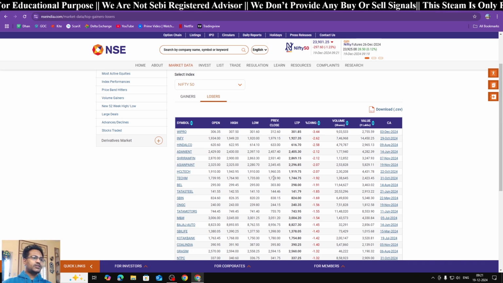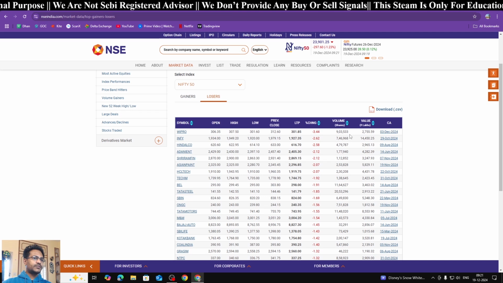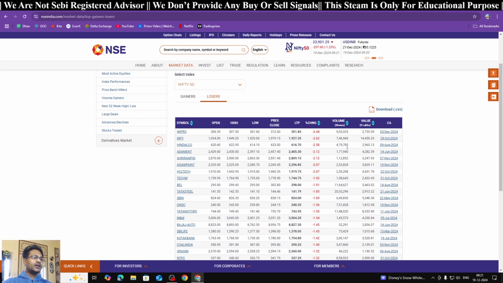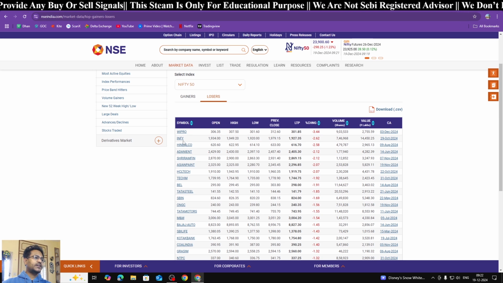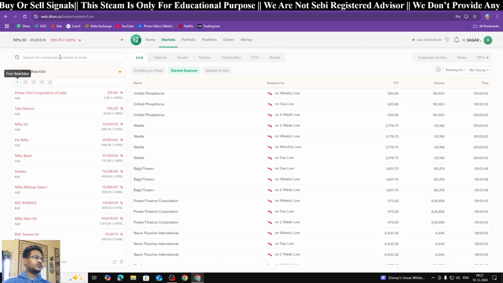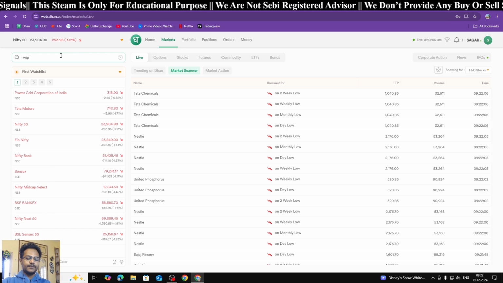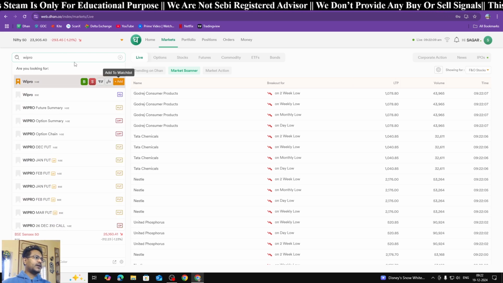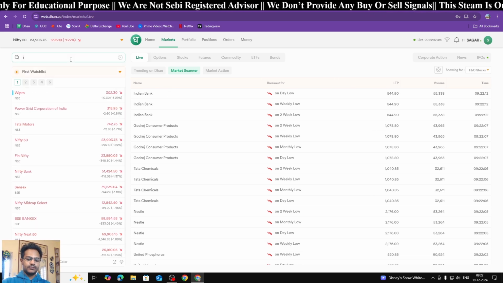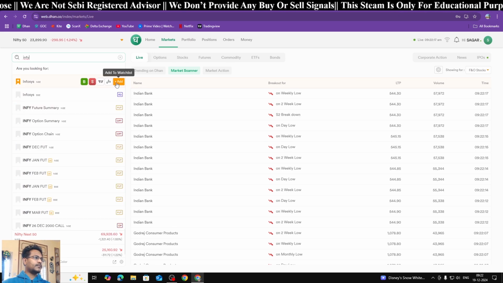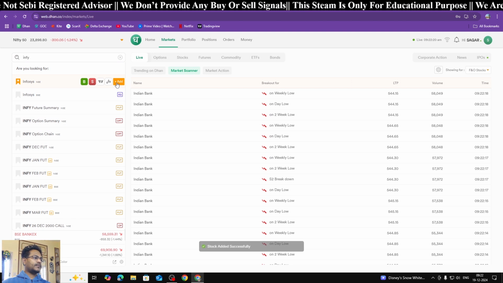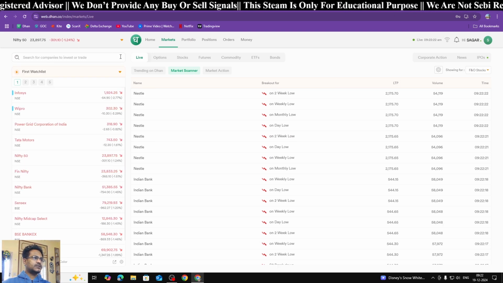When you check all the stocks, you could see the first two stocks have been trading with greater volume. Apart from these, the rest don't have much volume. So we are going to pick these two stocks. One is Wipro and the second one is Infosys. So let's go here and pick out Wipro, add, and then Infosys. Okay, these are the two stocks that we picked.